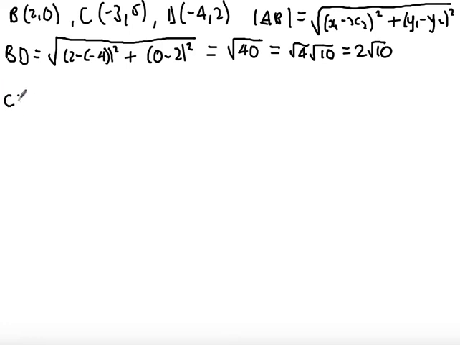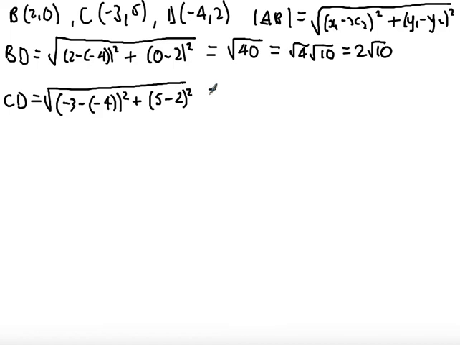Let's now do the same for CD. CD, square root, I'll take C as the rightmost coordinate, so -3 minus -4 squared plus 5 minus 2 squared. So -3 minus -4 squared is going to be -3 plus 4. So I get 1 squared, which is 1, and then I get 3 squared, which is 9. So 1 plus 9 is root 10. So root 10 doesn't simplify at any point.